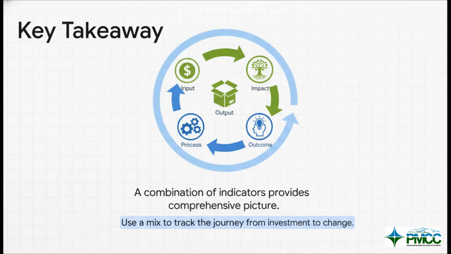So here's the bottom line. No single indicator can ever tell the whole story. If you only have a report on your outputs, we held 20 workshops, you're telling a story about being busy, not a story about creating change. You absolutely need a balanced mix of input, process, output, outcome, and eventually impact indicators to truly understand your program's performance and prove its worth.